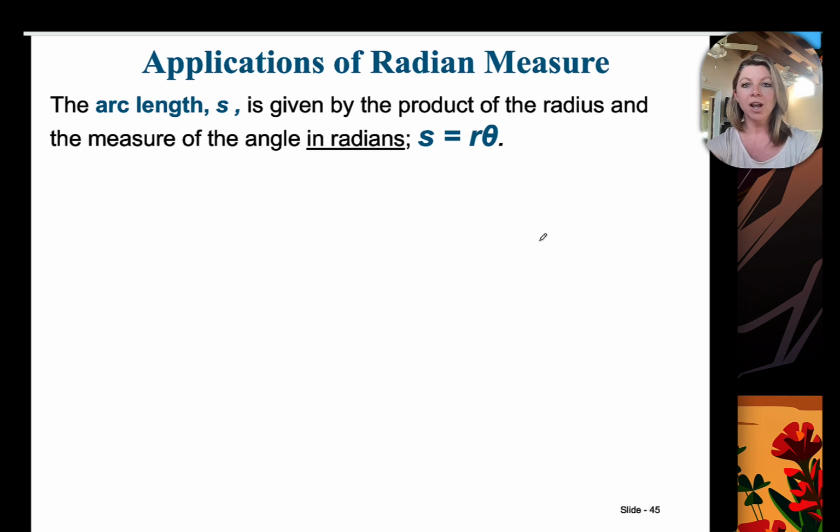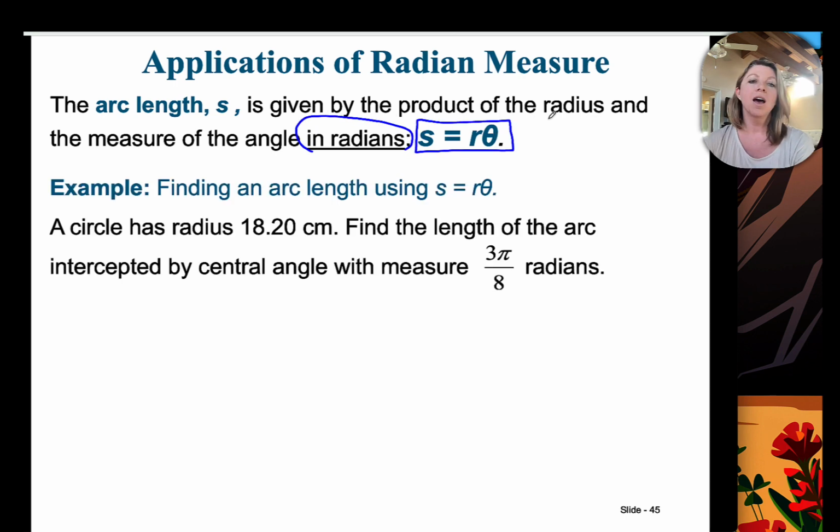Looking at an application of radian measure. The arc length, lowercase s, is given by the product of the radius and the measure of the angle in radians. So this formula, s for arc length, is equivalent to r times theta. Notice here that it says it must be in radians. Find an arc length, so lowercase s, using s equals r times theta. A circle has a radius of 18.20 centimeters. Find the length of the arc intercepted by the central angle with a measure of 3 pi over 8 radians.